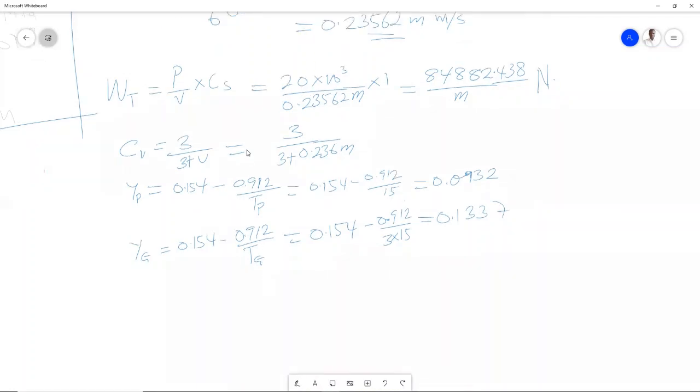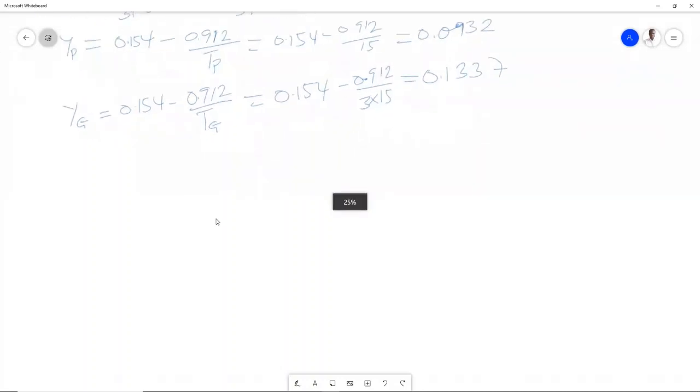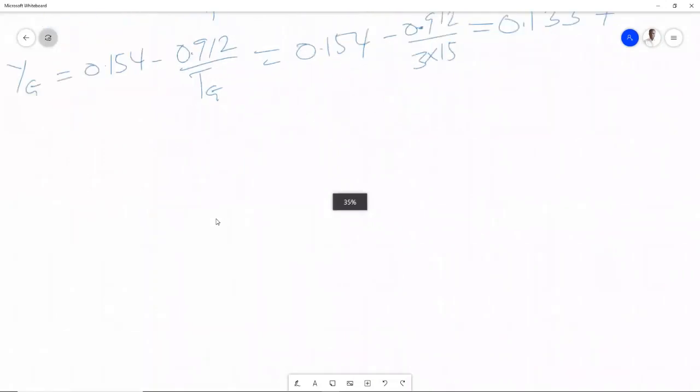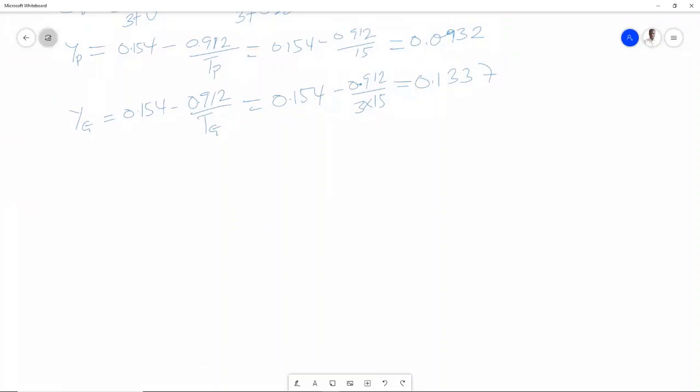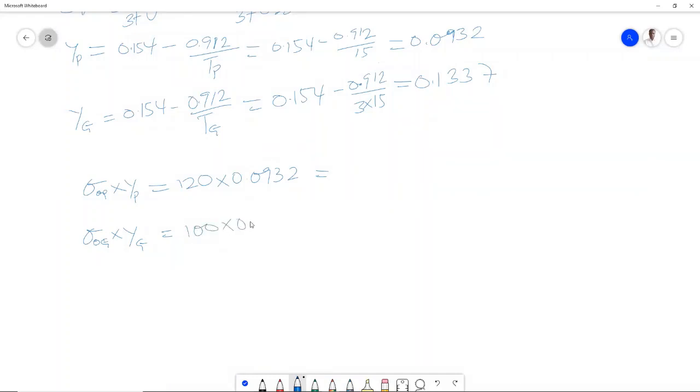Okay, so now we can determine the strength factor. We know that the strength factor is the product of the tooth form factor and the allowable static stress. So we have sigma OP times YP, where the static stress allowable for the pinion is 120 megapascal, so 120 times 0.0932. Then we have sigma OG times YG, where the allowable static stress is 100, times 0.1337.